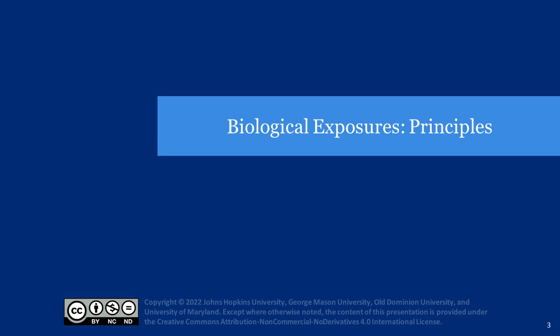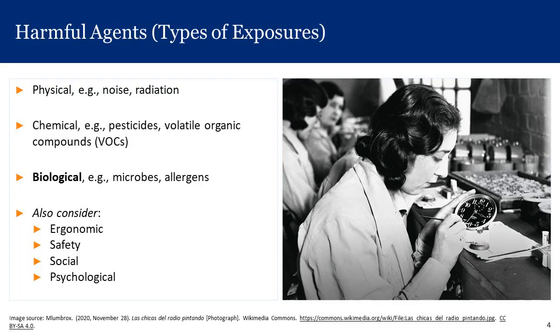Let's talk about some of the principles and what makes biological exposures different from other exposures. If we consider the different kinds of harmful agents, we might say these are different types of exposures. These can be physical, which can include noise and radiation. They can be chemical, such as pesticides or volatile organic compounds. Today, we're going to focus mostly on biological exposures.